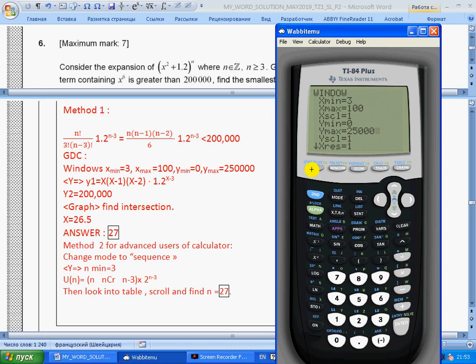Plus we need another function which is 200,000. By the way, Windows we put 250,000, so we need to add here one more zero. And let us do it.